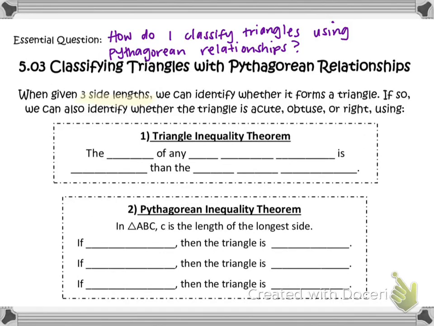Hey everyone, welcome to 5.03, Classifying Triangles with Pythagorean Relationships. If you haven't already, go ahead and write down your essential question. How do I classify triangles using Pythagorean relationships? All right, here we go.